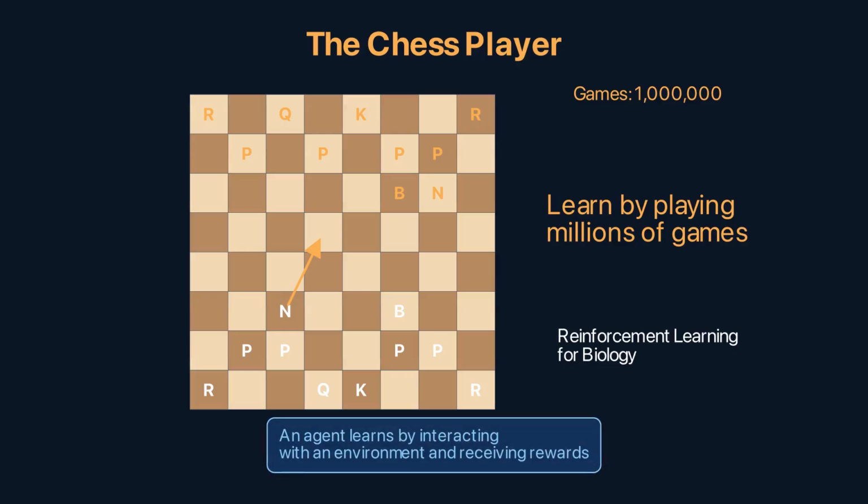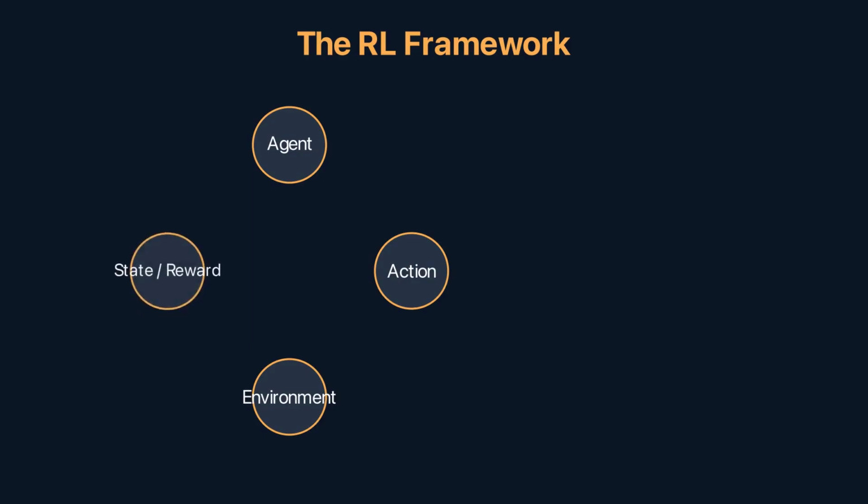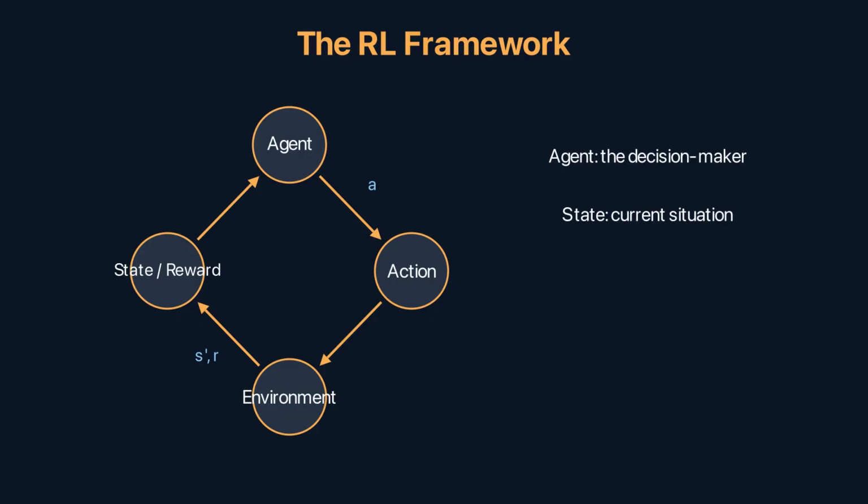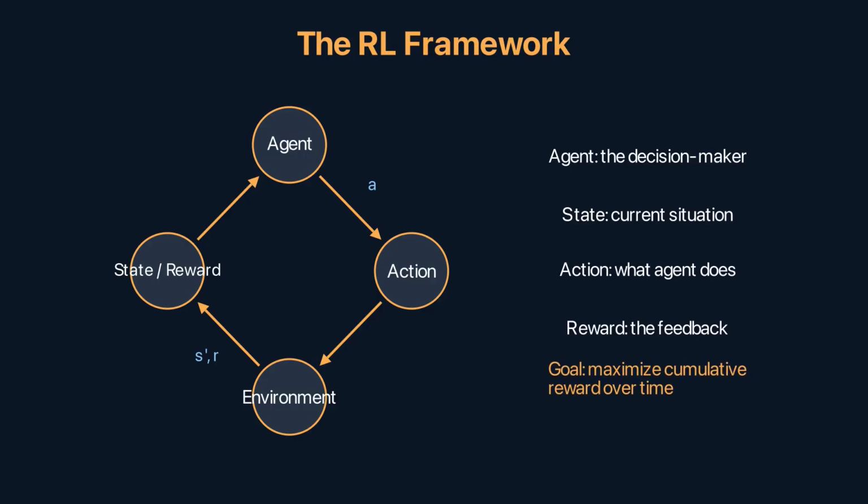Reinforcement learning is this process. An agent learns to make decisions by interacting with an environment and receiving rewards. The reinforcement learning framework has 4 elements: the agent, the decision maker; the state, the current situation; the action, what the agent does; the reward, the feedback. The agent's goal: maximize the cumulative reward over time.